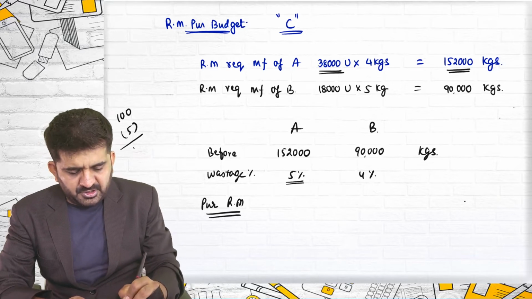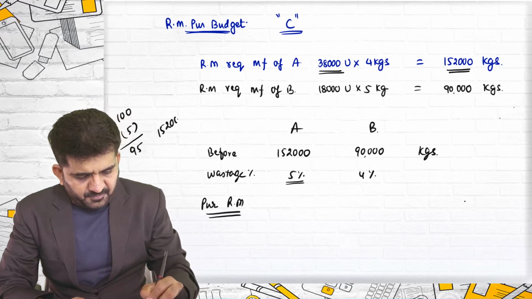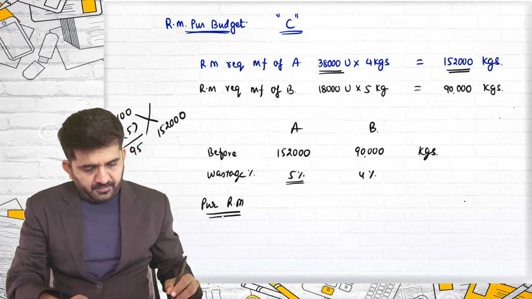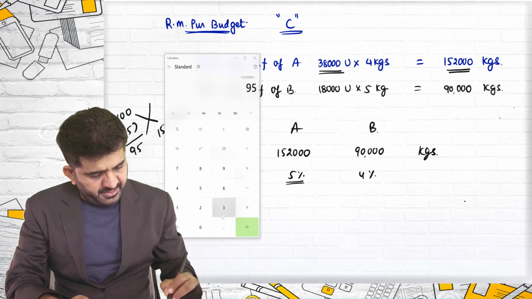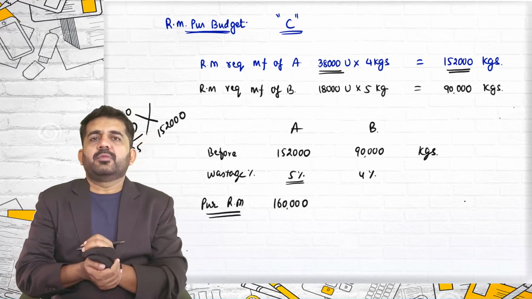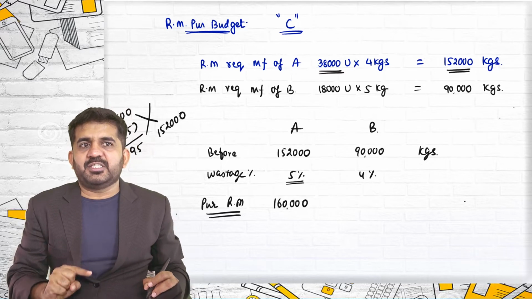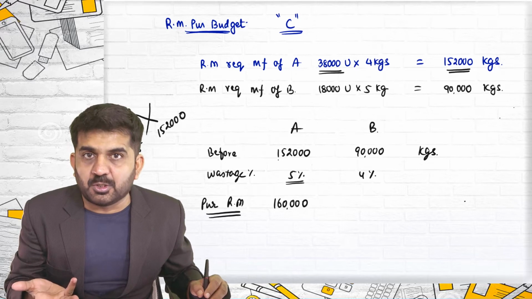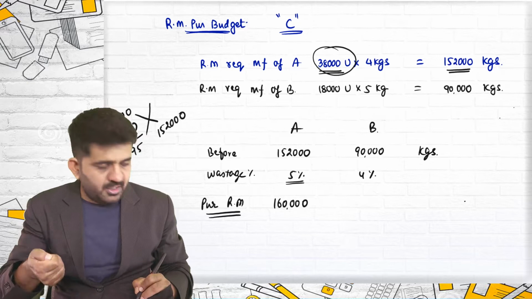Out of 100, with 5% wastage, you get only 95. You want 1,52,000, how much should you purchase? 1,52,000 into 100 divided by 95, which is 1,60,000. See, if you purchase 1,60,000, your wastage will be 5%. You will actually be getting in your hand 1,52,000. From that, you will be manufacturing 38,000 units of A.